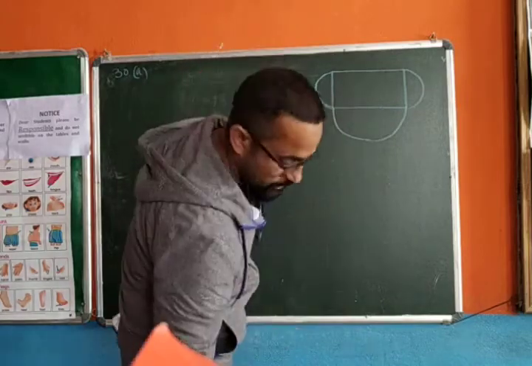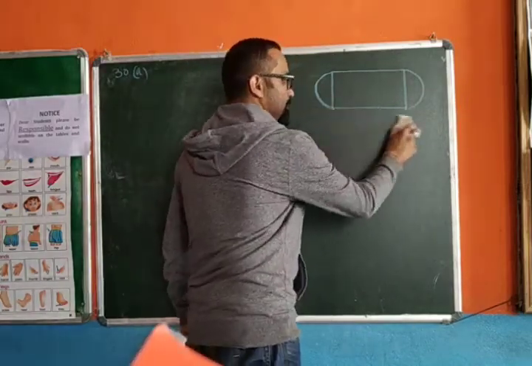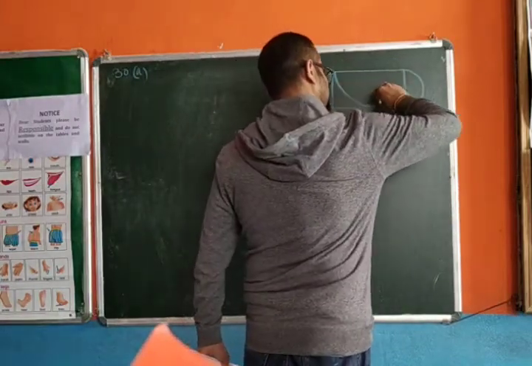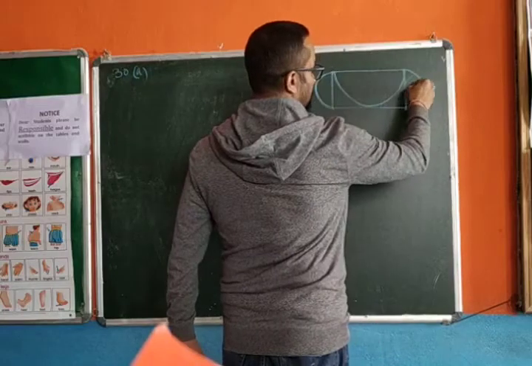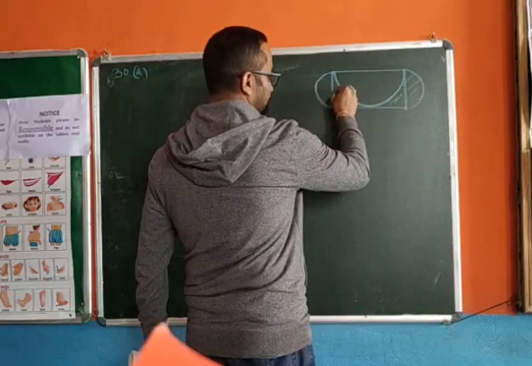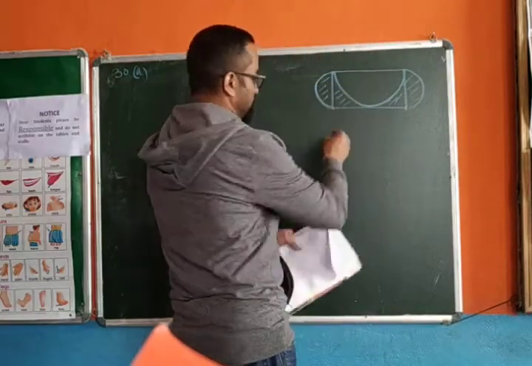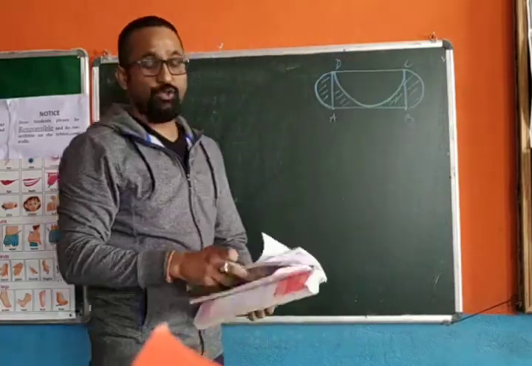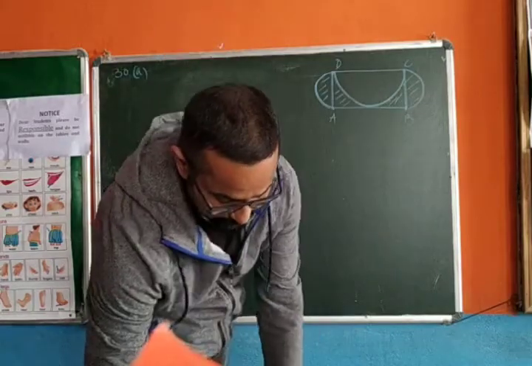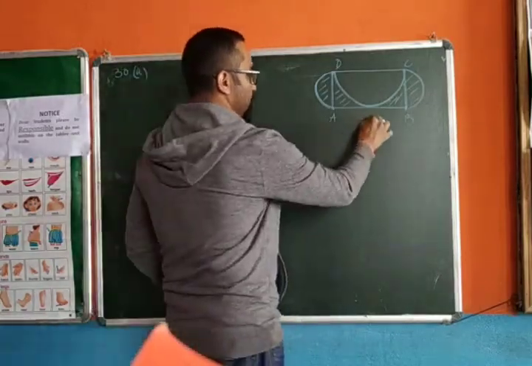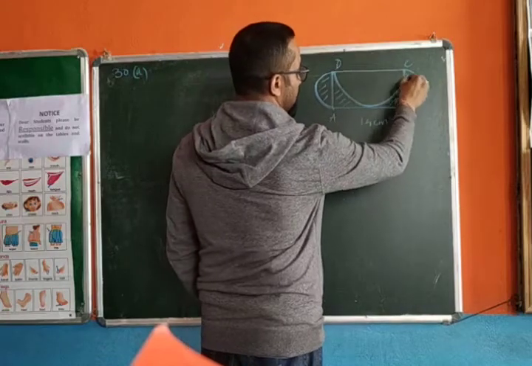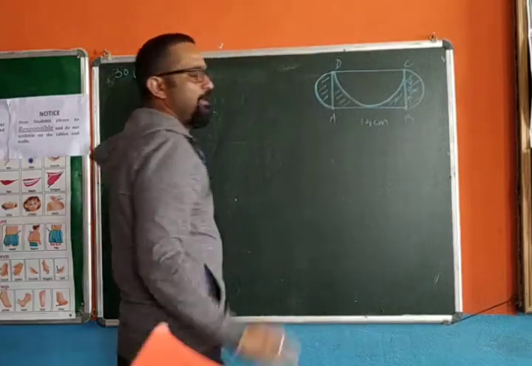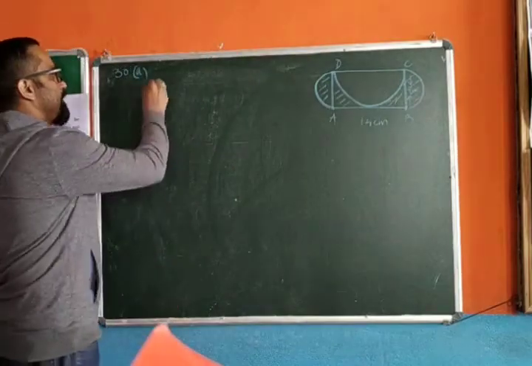Oh, sorry, this is not there. You have semicircle inside. Area of the shaded region. So you have dimensions given in the question. AB is 14 and BC is 7. This portion is 7 centimeter. Look at the diagram carefully. You have rectangle.